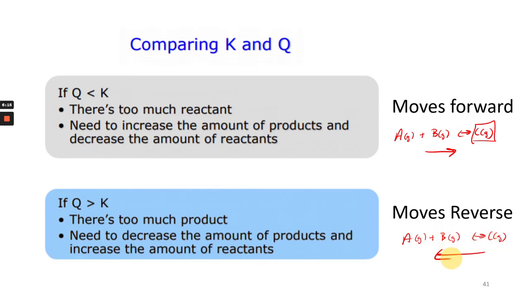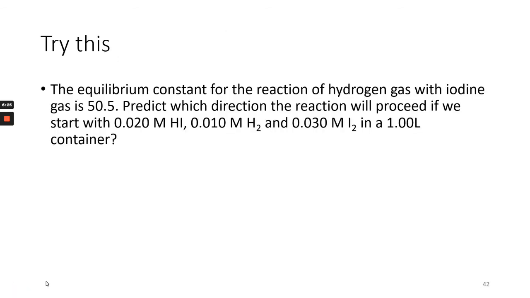So if you move in the reverse, you're going to make more of A and B. So you're going to increase your reactants and decrease your products. So let's give this a shot here.